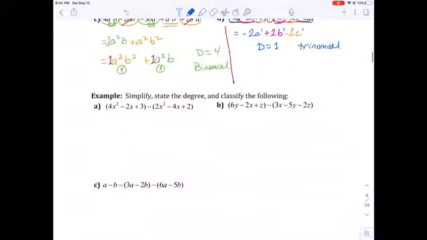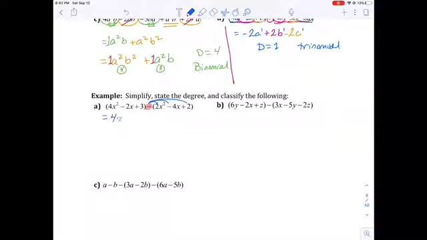Okay, last couple of examples here. Simplify, state the degree, and classify. These ones are a little trickier because we've got this minus sign. So what I want to do is explain a way that we can not have to worry about the distribution of that quite so quickly, so we're not confused.